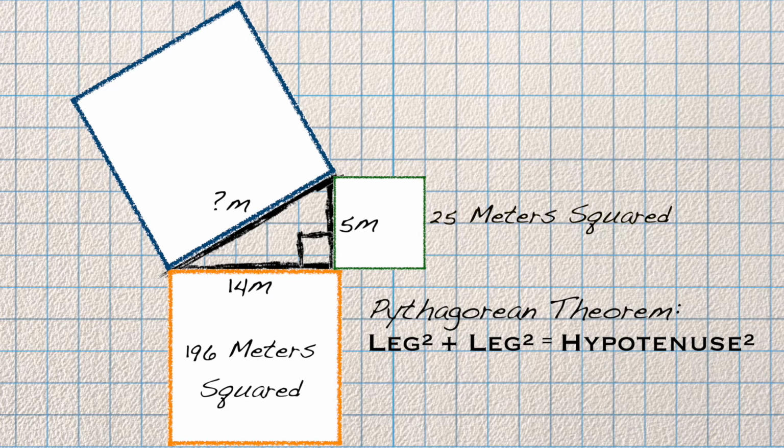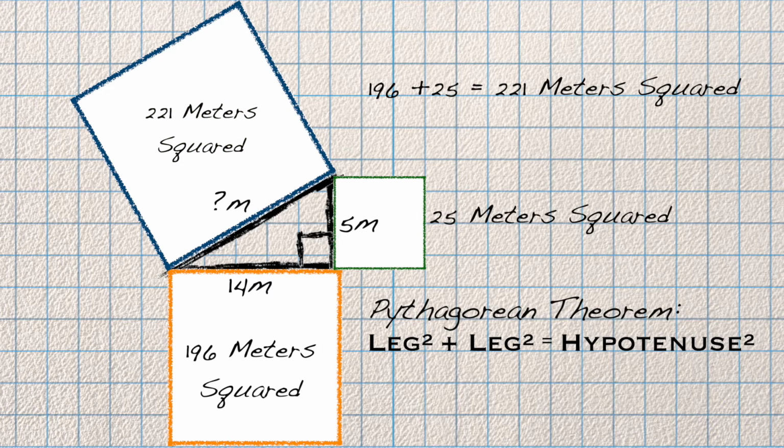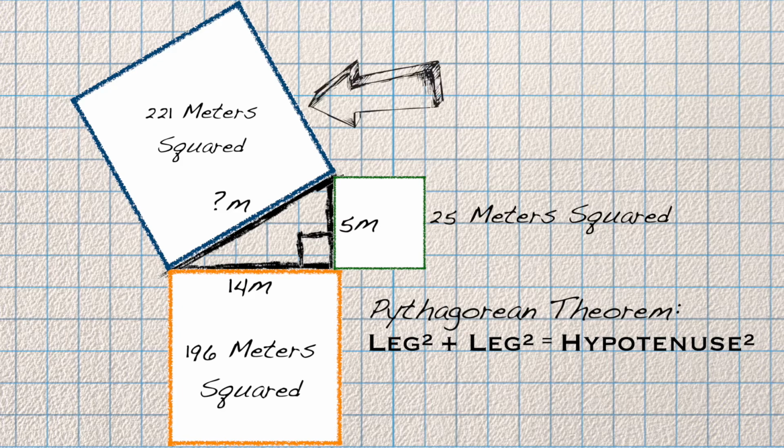Now, to find the area of the square whose side is the hypotenuse, we can add the area of these two squares. So let's add 196 plus 25, which gives us 221 meters squared. But we wanted to find the hypotenuse, and we found the area of the square whose side is the hypotenuse.